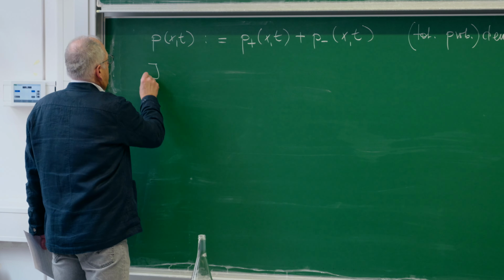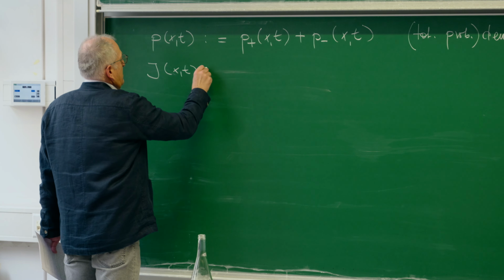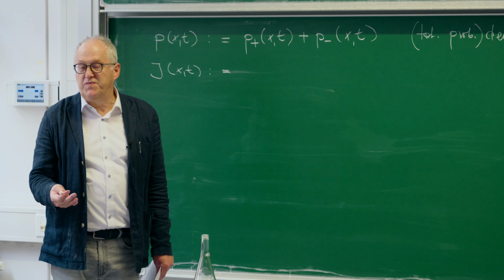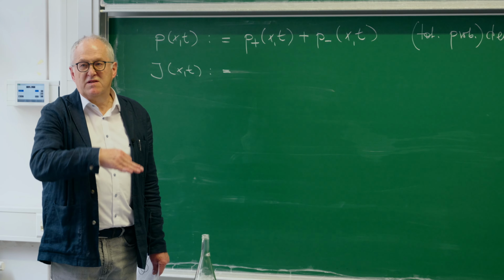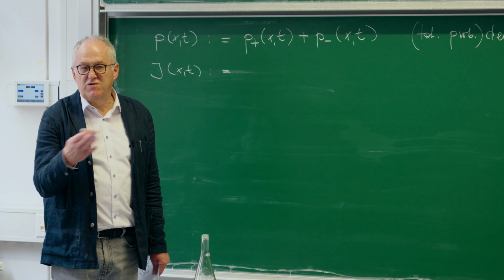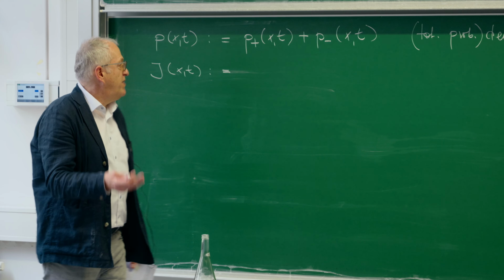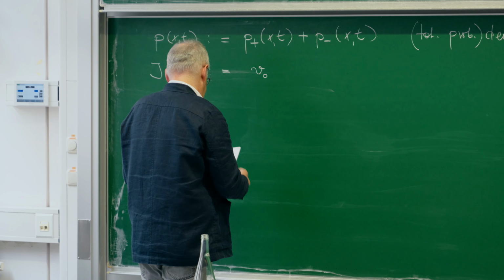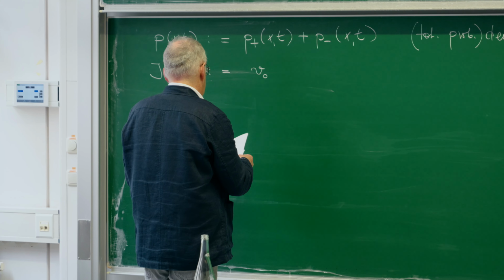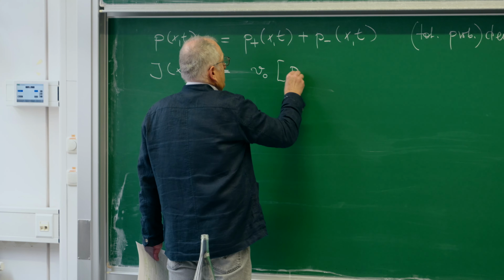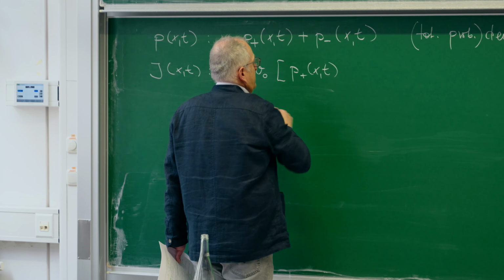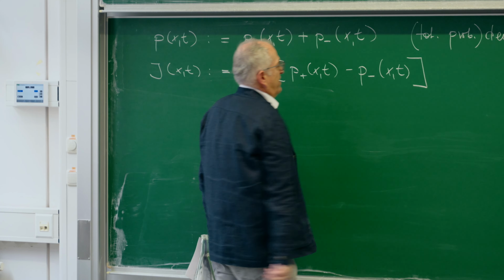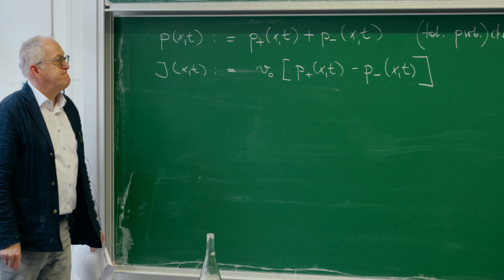The other quantity that I want to write down, which has an immediate interpretation in terms of the physics, is the current. And the current, the net current, is the difference between the probabilities moving to the right and to the left, multiplied by the corresponding transport velocity, which is v naught. So that's v naught times the difference between the forward and backward moving bacteria. Okay.